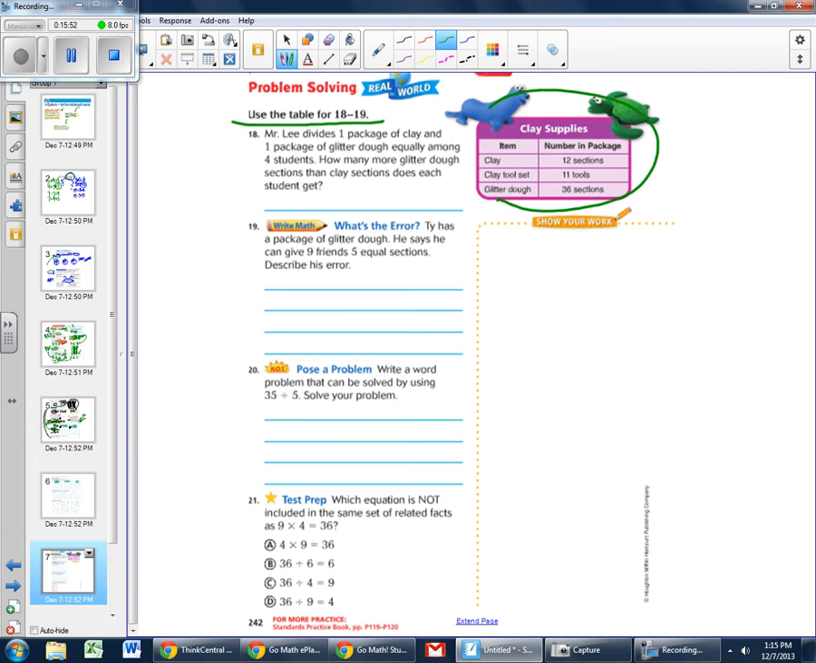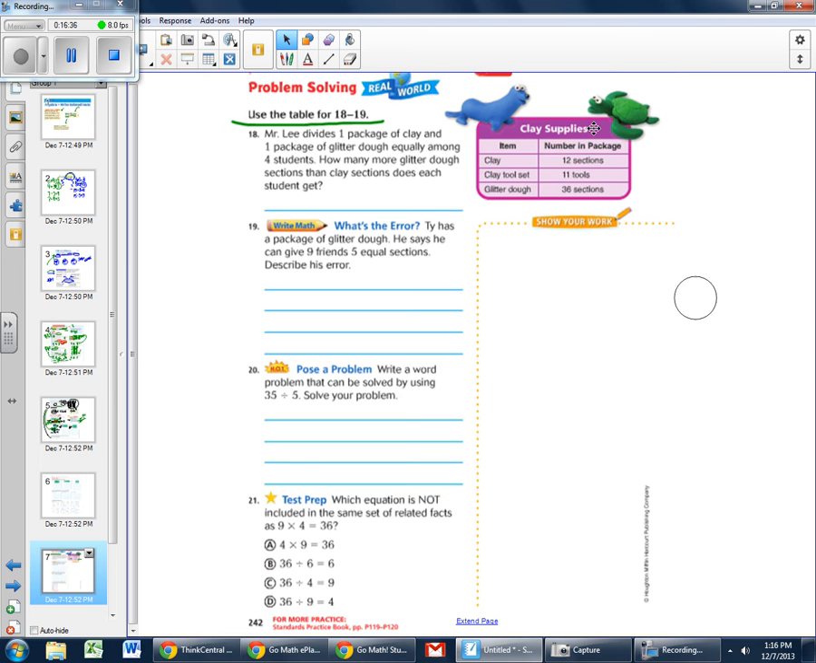So here is our table, and like we've done in previous lessons, we're going to spend just a couple of seconds looking at that table so that we can quickly use it to be more effective. The title of our table is Clay Supplies. This column talks about items, so it looks like we have some clay, a clay tool set, and some glitter dough. And this column talks about the number of those items in each package. So you have 12 sections, you have 11 tools in each tool set, and 36 sections in the glitter dough. Okay.